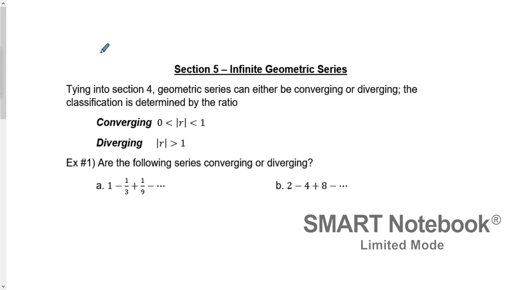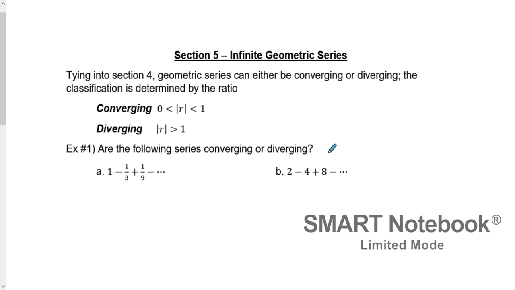So in our very last section here, tying into section 4, geometric series can either be converging or diverging. I didn't explain it in our last video because I wanted to explain it now. The classification of determining whether something is converging or diverging is determined with the ratio. If the absolute value of our ratio is between 0 and 1, basically meaning it's a decimal or a fraction between 0 and 1, it's converging. If the absolute value of the ratio is greater than 1, then it's diverging.